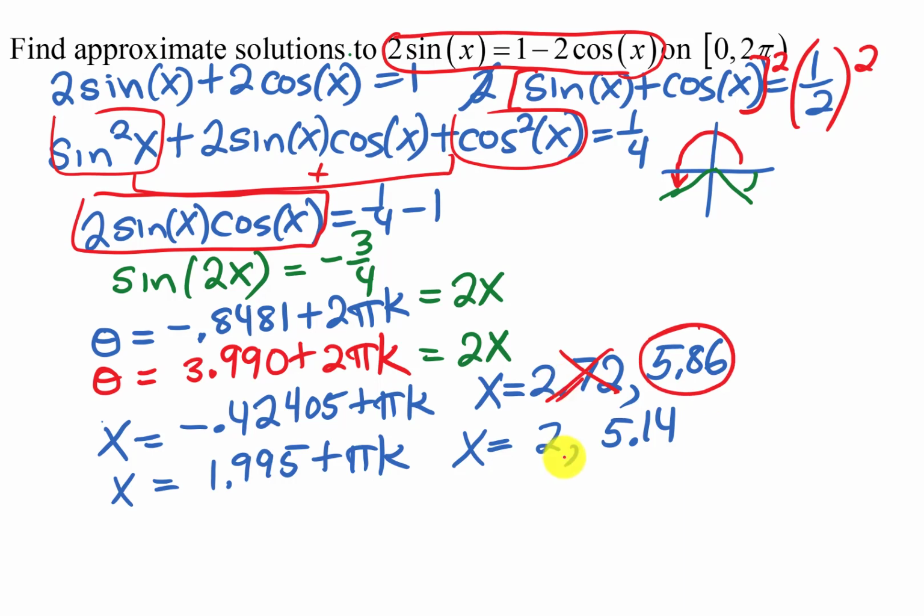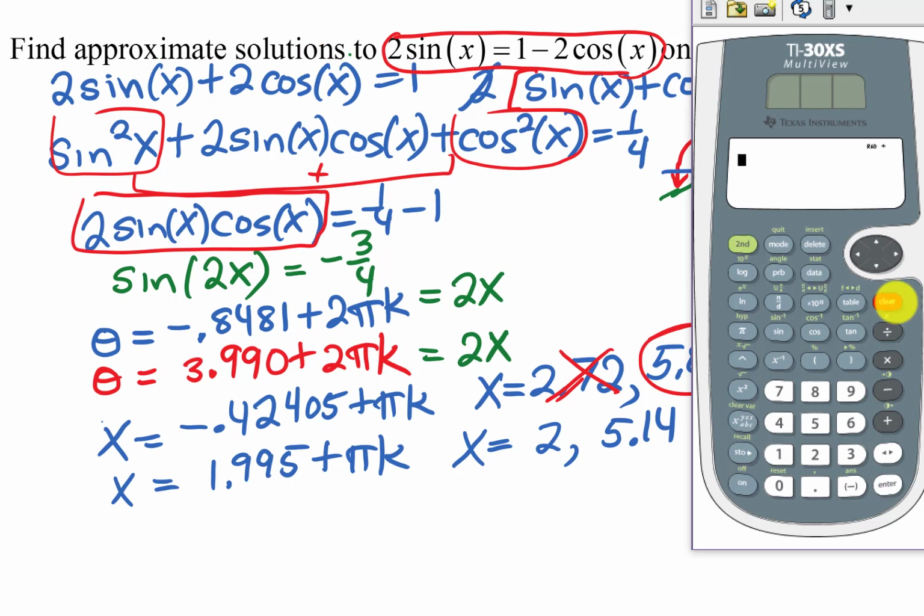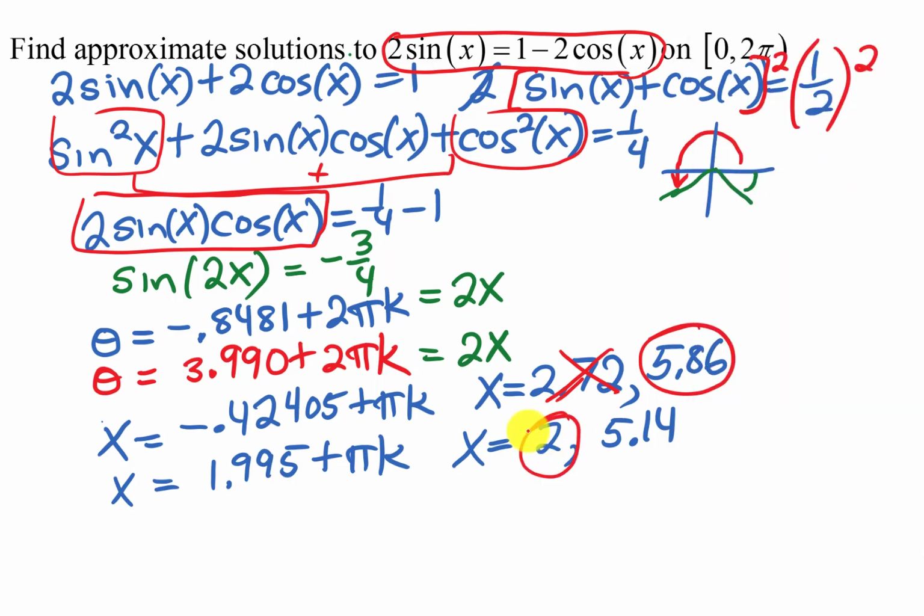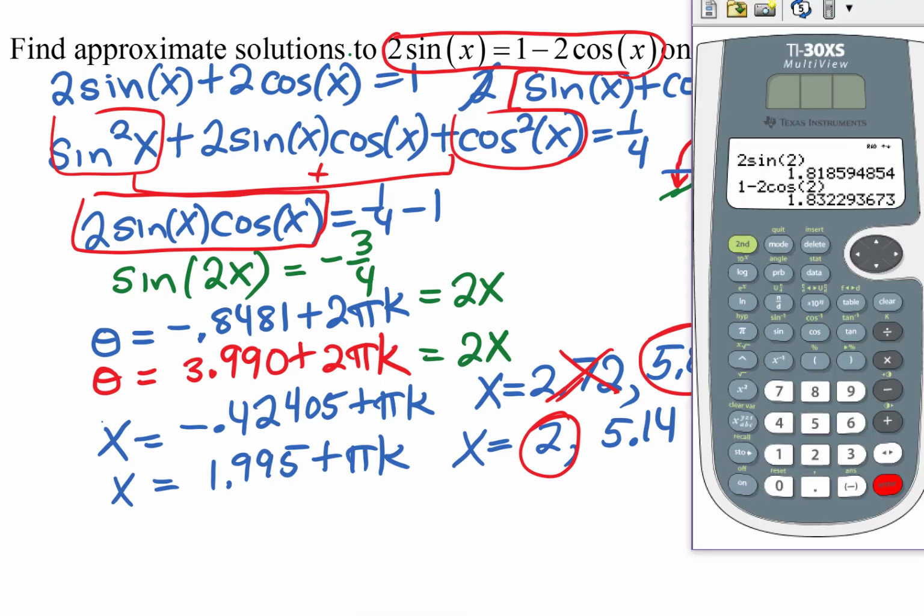Now I'm going to check 2. So I get the calculator and I do 2 sine of 2 and get an answer. And then I do 1 minus 2 cosine of 2. They're close. And we probably should have carried them out a little bit further if we wanted to see them accurate, but it looks to me like they're going to give me the same thing. This is due to rounding errors here, but we're close. So I like 2.